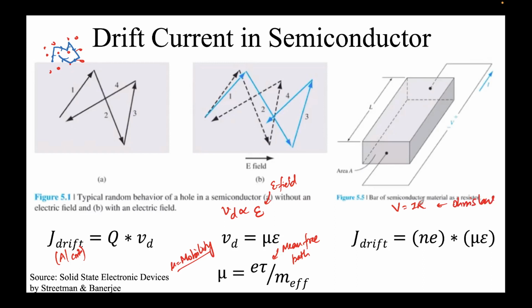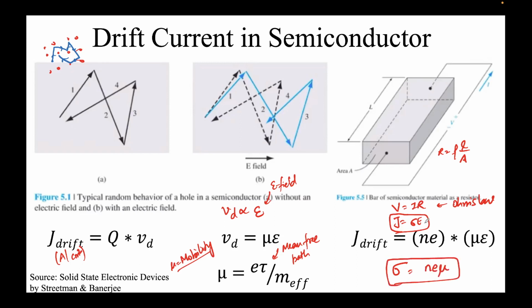R is dependent on the material property. So you must have heard R equal to rho L by A, where rho is the resistivity, L is the length, and A is the cross-section area. And on a more fundamental level, it's actually J equal to sigma E. J is again your current density, sigma is your conductivity, and E is your electric field. So if you compare this expression, here I can say that sigma equal to n e mu.